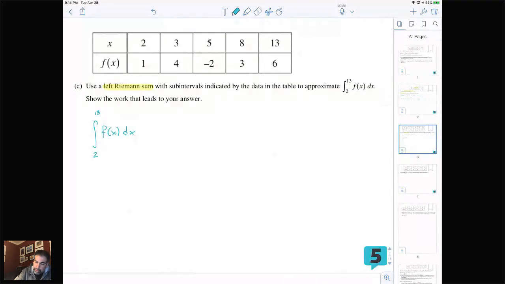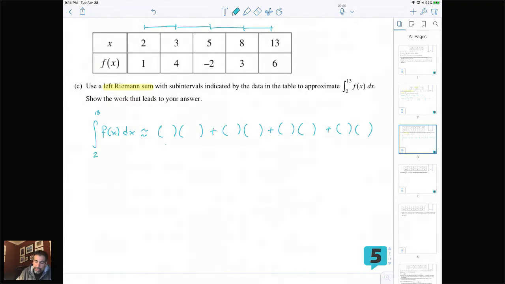Starting at 2, going all the way to 13, which means really what we're going to have is one interval from 2 to 3, one from 3 to 5, one from 5 to 8, and one from 8 to 13. So what we're talking about here is putting together 4 rectangles. So what I like to do when I do this is set it up. I know they're going to be rectangles, so I'm just going to write 4 times base times height. Because I know if I fill these in, I'll get the answer.